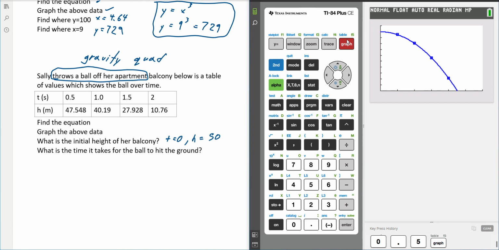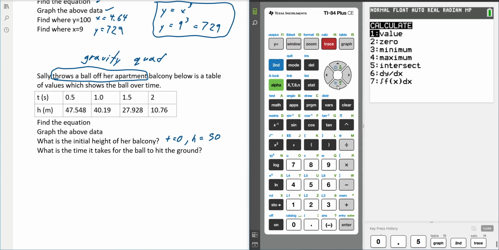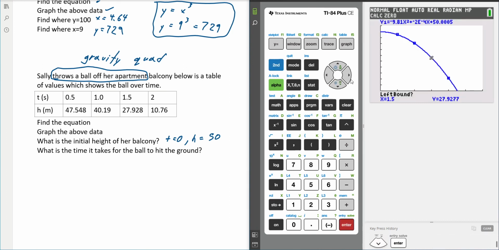Okay, so what's the time for it to hit the ground? Well, we're going to try to calculate or find the 0 position. So second function, calc, the 0. So now what we're going to do is we're going to try to find left bound, right bound, and we're going to guess it's somewhere there-ish. And so now it tells us that the 0 is, so where the height equals 0, t equals 2.26 seconds.